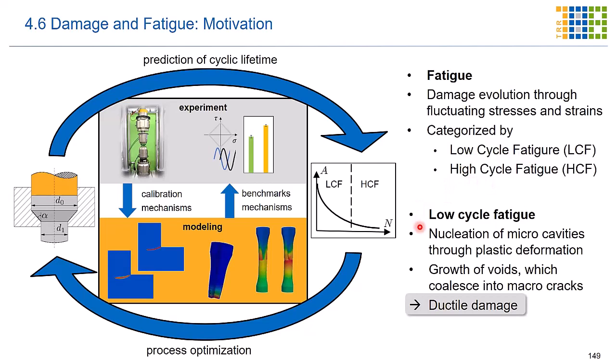Low cycle fatigue is typically understood as the nucleation of microcavities, of course, by plastic deformation. So we have these voids that grow, and they may coalesce to macro cracks for this ductile damage process. There is not always a clear cut that depends on the number of cycles here. We will see, for example, experiments of about 100 cycles. That of course depends. The transition is smooth between low and high cycle fatigue and depends also on the material of interest.